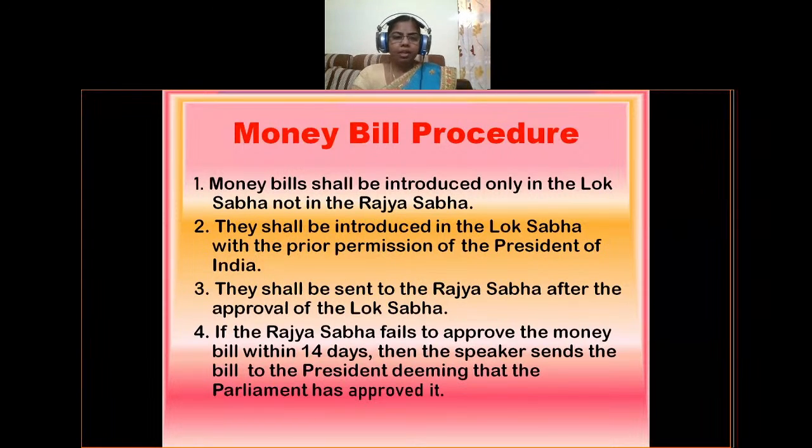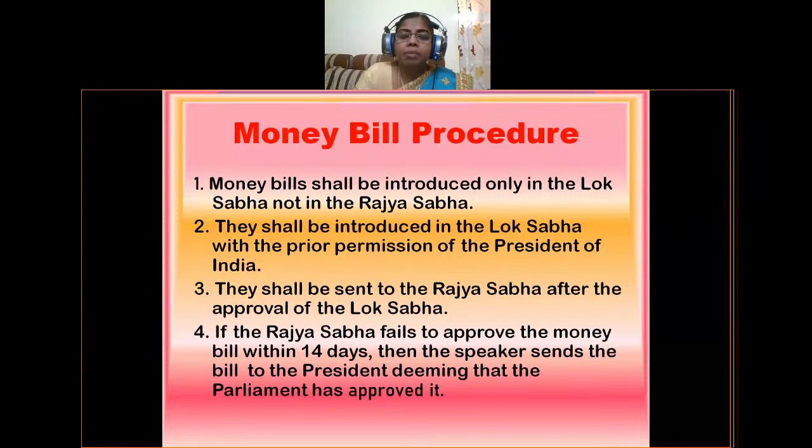So what happens in the Rajya Sabha? If the Rajya Sabha fails to approve the money bill within 14 days, then the Speaker sends the bill to the president, deeming that the Parliament has approved it. That means the Rajya Sabha can hold that bill only for 14 days from the date of introduction.